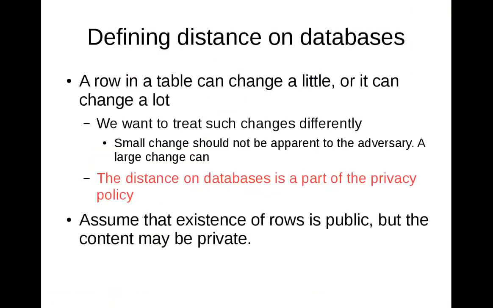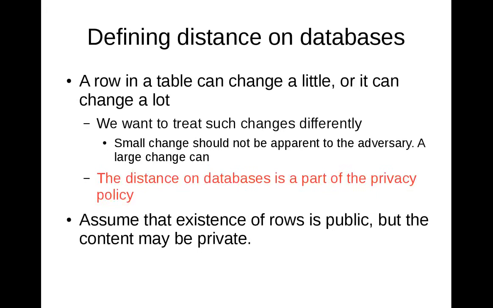So we really see that not all changes in a single row are the same. A row can change a little, it can change a lot. It really makes sense to treat such changes differently, because otherwise the privacy mechanism that we choose might not be the most appropriate one. Either we choose a mechanism which will be appropriate to hide the small change, and then this mechanism is too powerful and most probably too noisy for the large change.